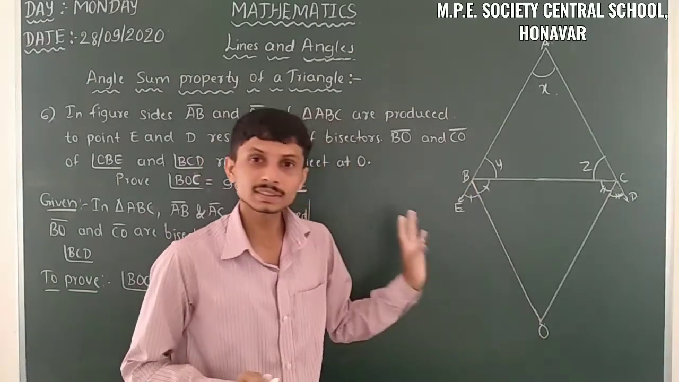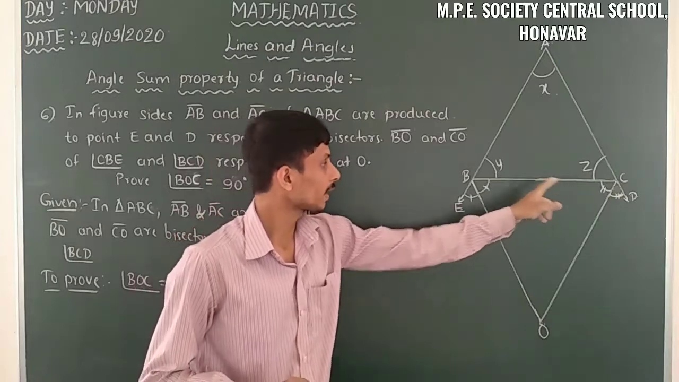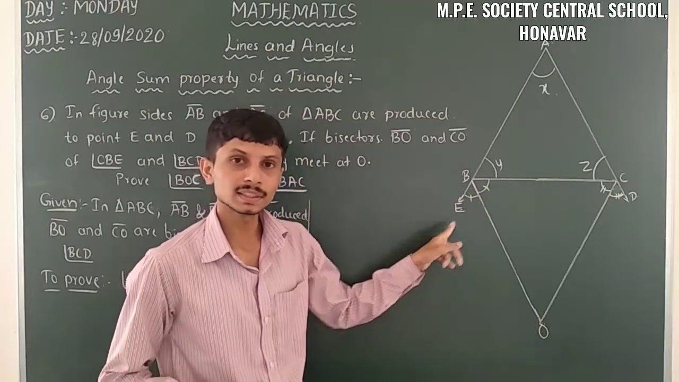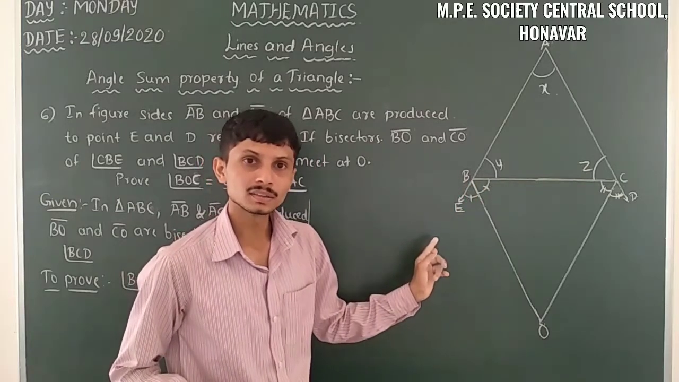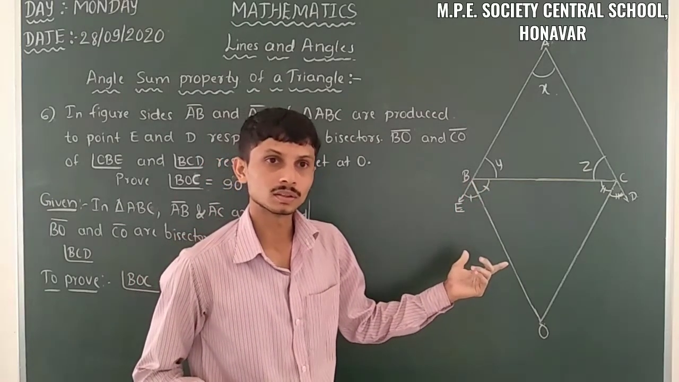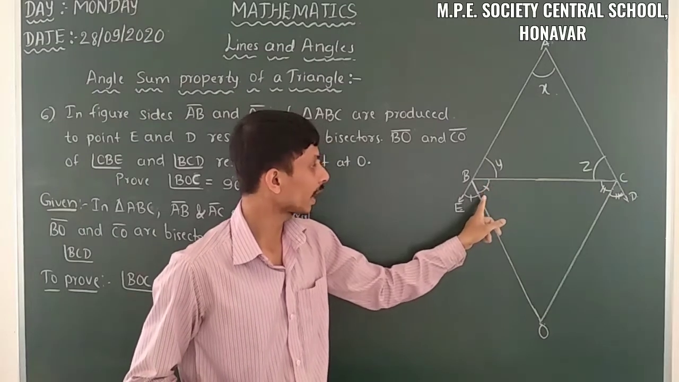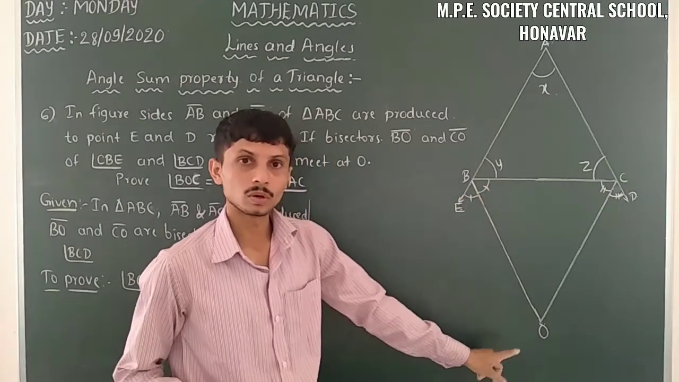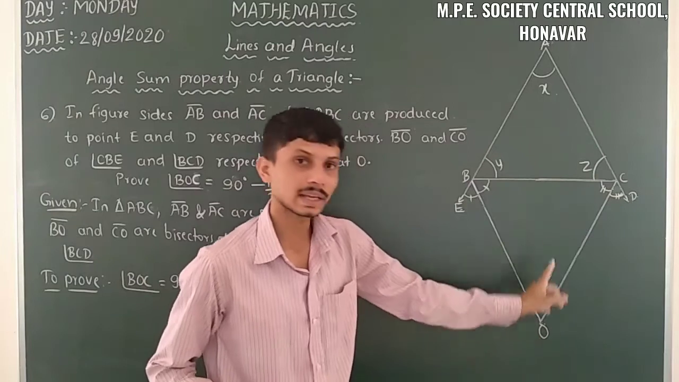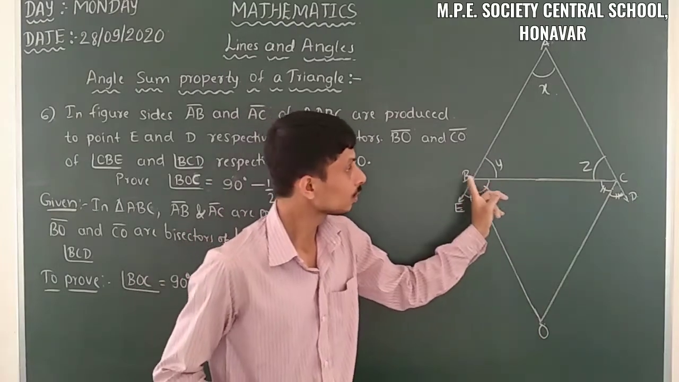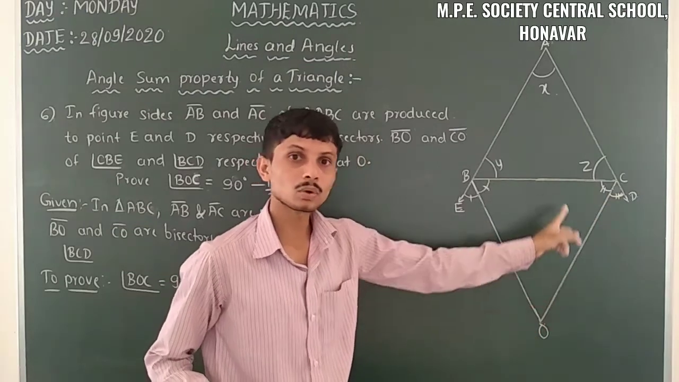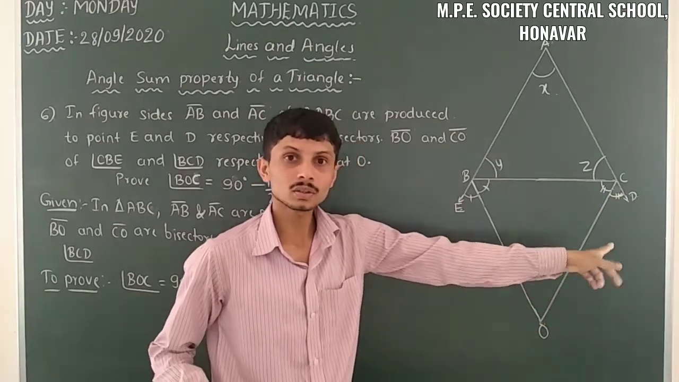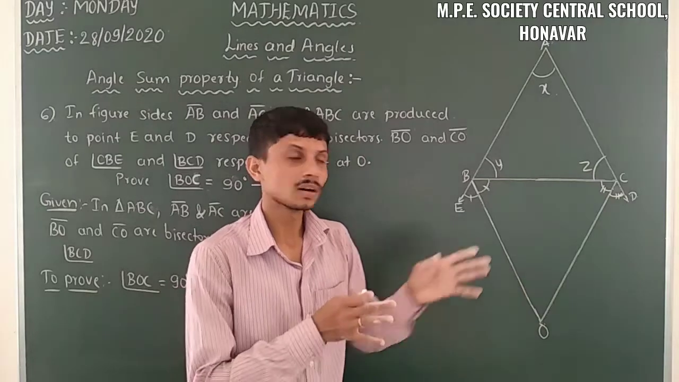BO is the bisector of angle CBE. So that means angle CBO is equal to half of angle CBE. So we can use that one. When we take CO as the angle bisector, we have angle BCO is equal to half of angle BCD.